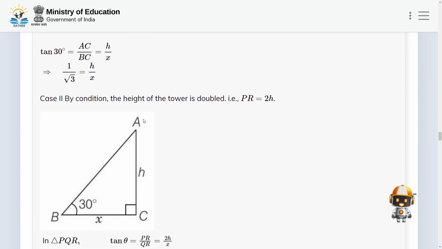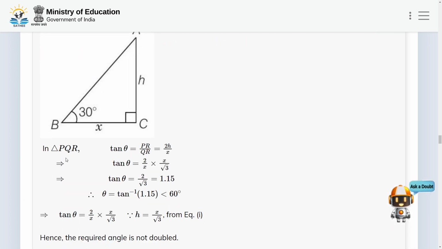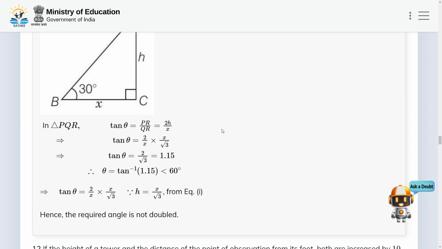Okay, so in triangle ABC, tan 30° is equal to AC by BC, that is equal to h by x. And it implies 1/√3 is equal to h/x. So we get this relation: h/x is equal to 1/√3. And second case: by the condition, the height of the tower is doubled, so here PR is equal to 2h, and from triangle PQR, tan θ is equal to PR by QR, which is equal to 2h/x.